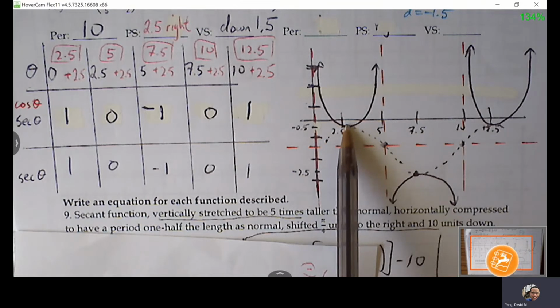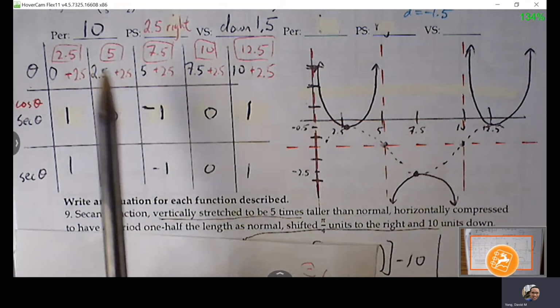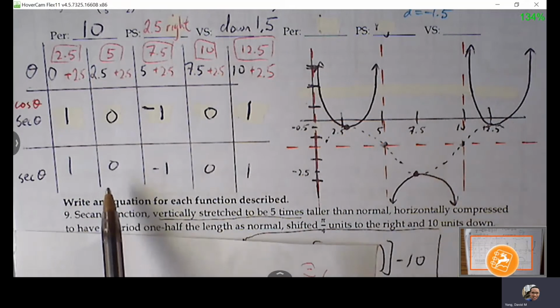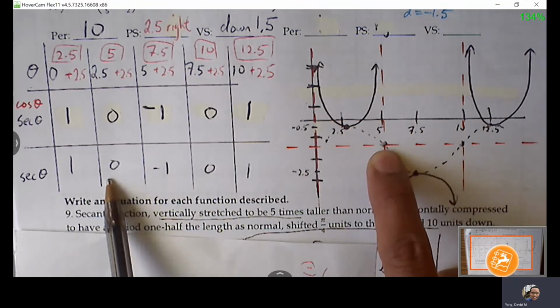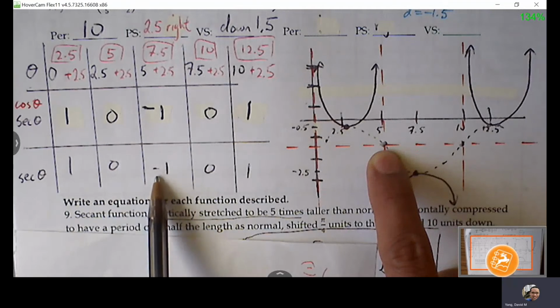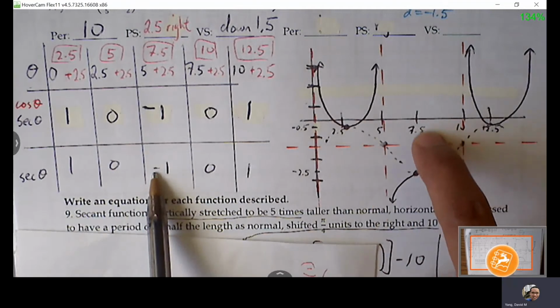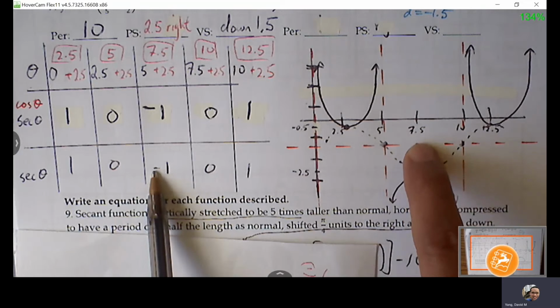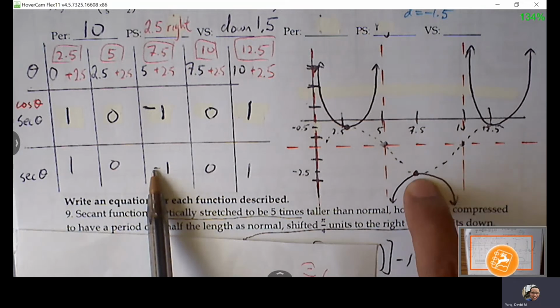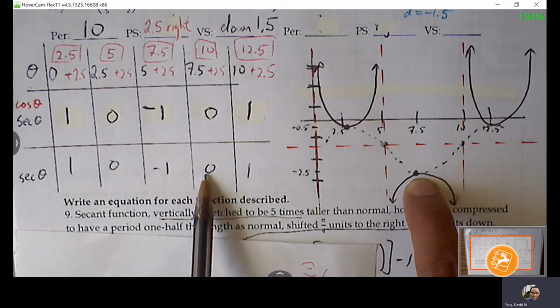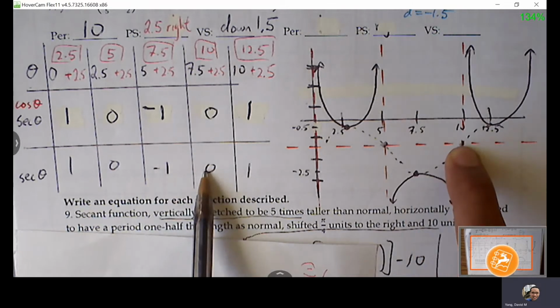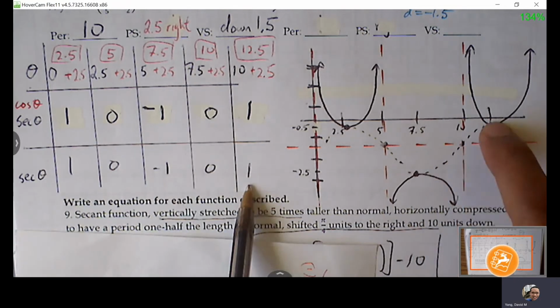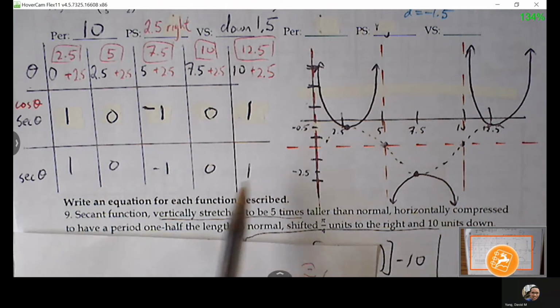Okay. Next interval over is at 5. So at 5, I need to be back at my dotted line. At 7.5, I want to go 1 unit down from my dotted line. So that's going to take me down from negative 1.5 to negative 2.5. And then at 10, I'll be back at the dotted line. And then at 12.5, I'll be back up at negative 0.5.